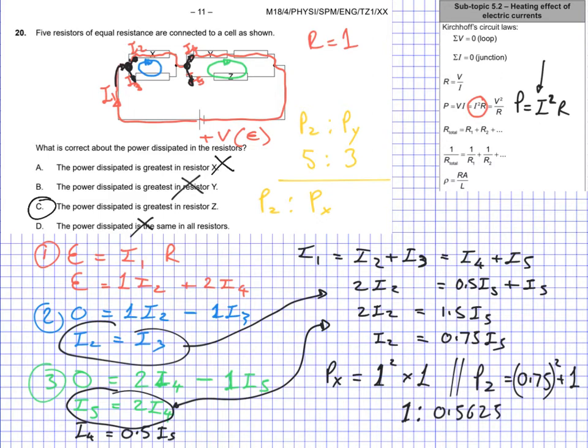If you make up a voltage for the EMF, you could say that this is maybe 60 volts, and then just make up a resistance for each of these. Maybe you call those 5 ohms each. Plug it in, do exactly the same thing, but now you've got some actual numbers to play with, and you'll end up with a power dissipation of Z being the greatest, with X being the second greatest, and then Y being the smallest.